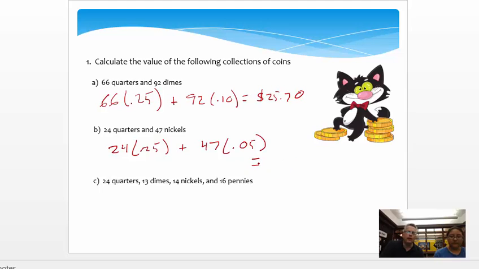And when we calculate that, what do we get? So we got 6 for the first one, and we add $2.35 with the second one. That would be $8.35. Very good.